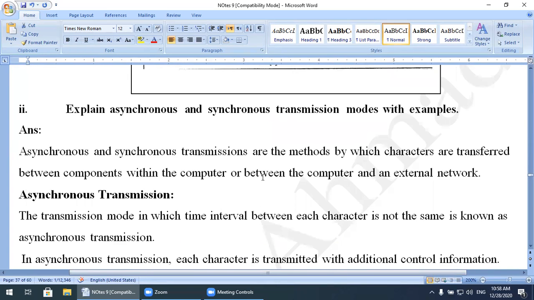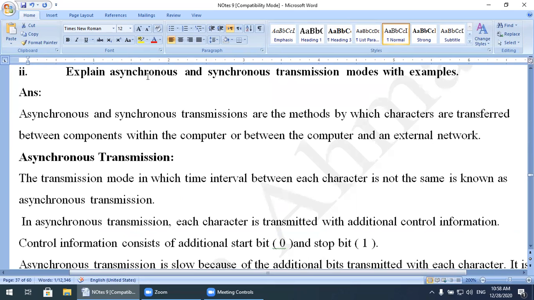Next is: explain asynchronous and synchronous transmission modes with example. First of all, asynchronous and synchronous transmissions are the methods by which characters are transferred between the components within the computer or between the computer and the external network.